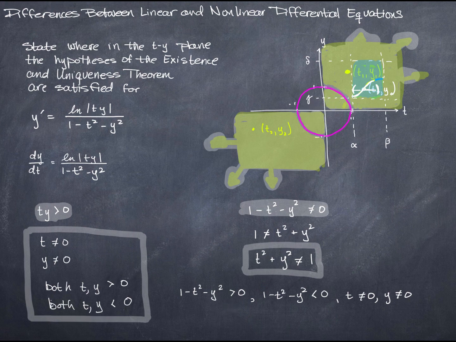And because neither of these has an or equal to line underneath it, the actual unit circle, the points that create the unit circle, are left out here. So all the points outside the unit circle, all the points inside the unit circle, but also t cannot be 0 and y cannot be 0. We're not on the axes here. And finally, the product ty cannot equal 0.